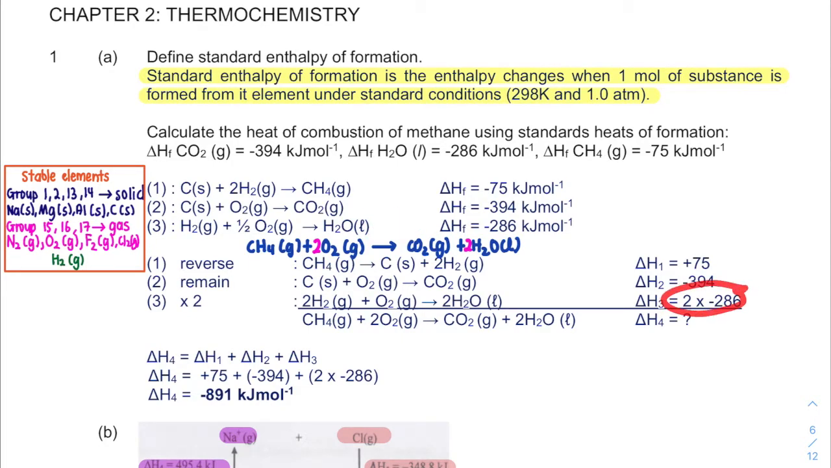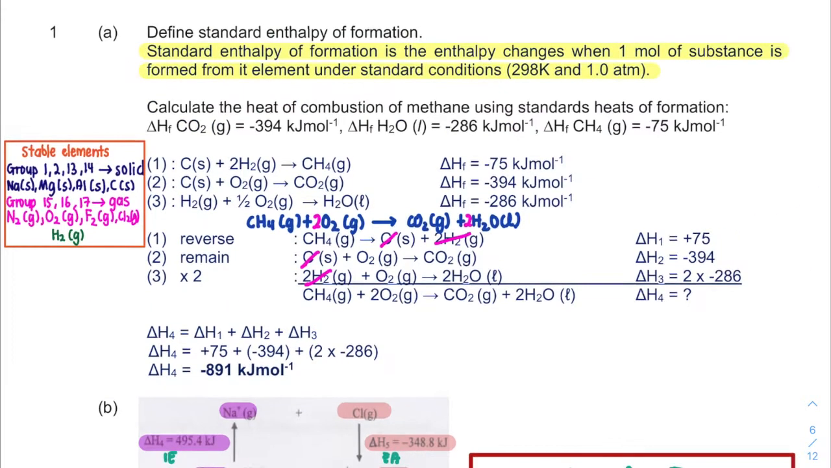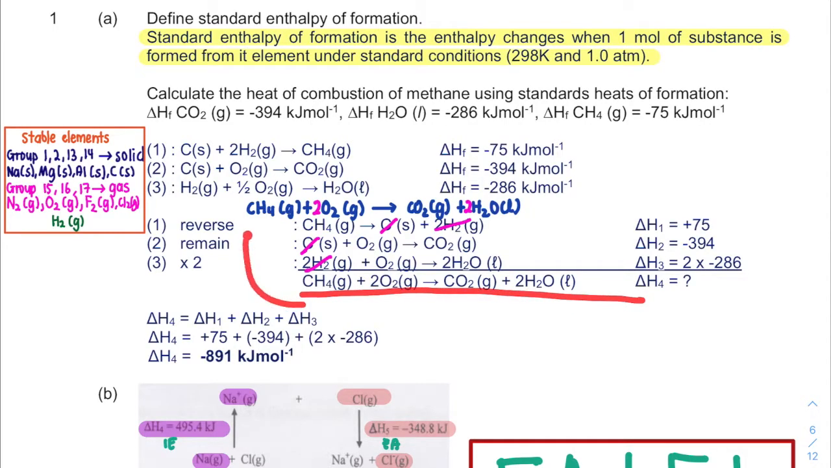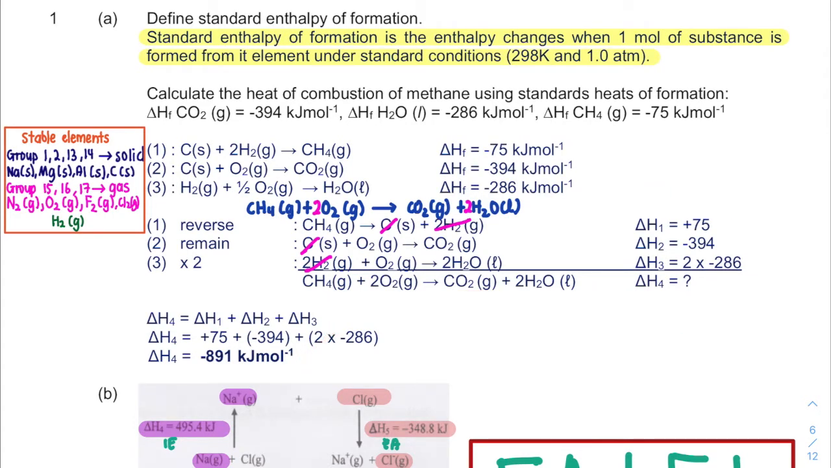Include the value as well. Once you get the equations, when we look at them, we can cancel out. Carbon cancels with carbon, and H2 cancels with H2, because species on opposite sides can be cancelled. Then O2 becomes 2O2, CO2, 2H2O. So we get the equation that we want, the enthalpy of combustion. To find this enthalpy of combustion, we add up all the values. So we get the answer to be negative 891 kilojoule per mole. That's for question number 1A.